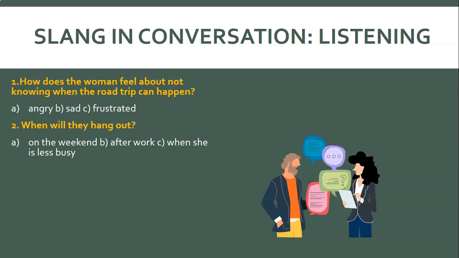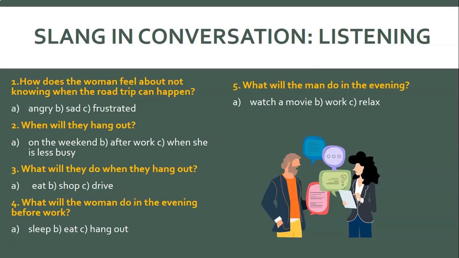Okay, the next set of questions. How does the woman feel about not knowing when the road trip can happen? She feels sad. Remember, he told her, don't be bummed. Okay, bummed means sad. And when will they hang out? He said, when you're not so swamped, we'll hang out. So they'll hang out when she is less busy, not so swamped.